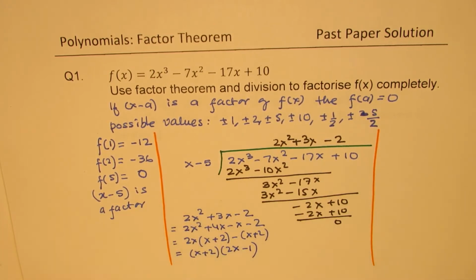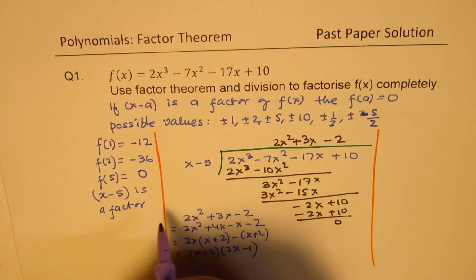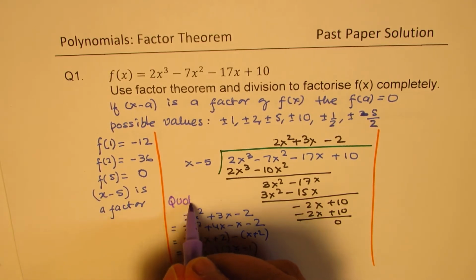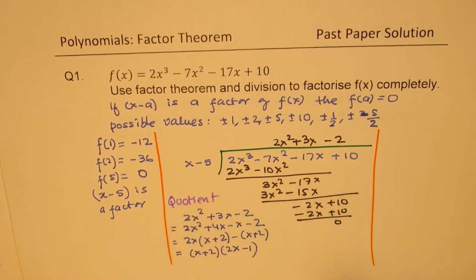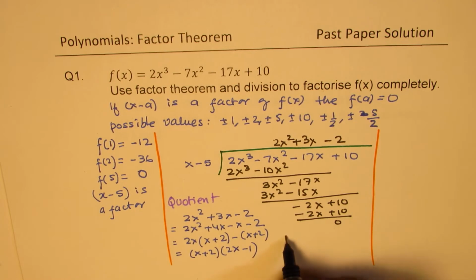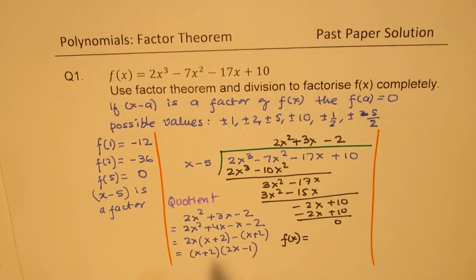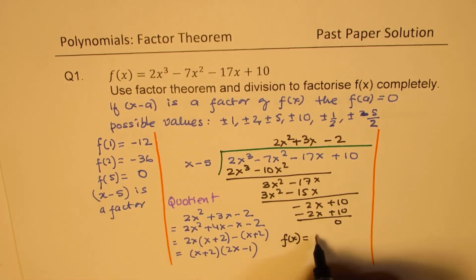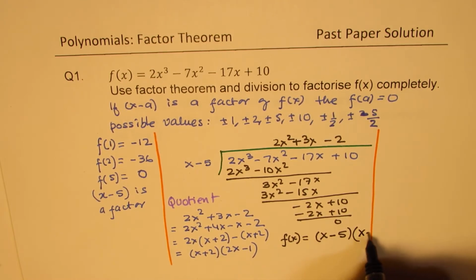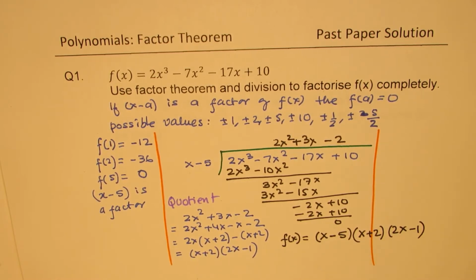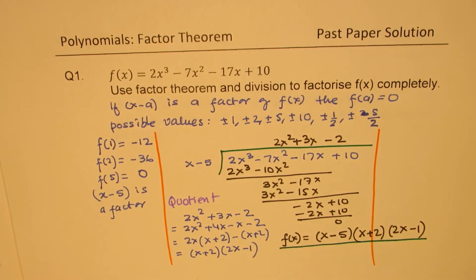So the quotient has also been factorized, right? That gives us the complete solution. We can now write the function f of x as a product of these three factors. Earlier it was x minus 5, and now we have x plus 2 times 2x minus 1, correct? So that is how we are going to solve such questions. I hope the steps are absolutely clear, right?